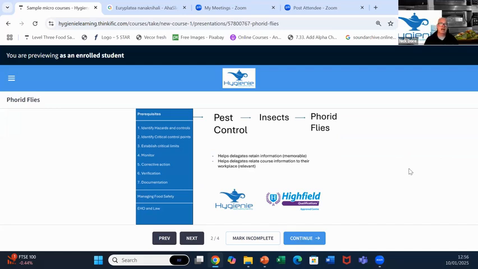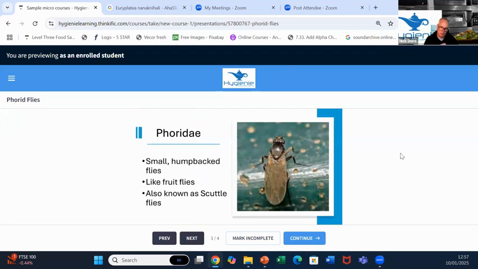So prerequisites are the standards that have to be in place before we implement HACCP. An example of a prerequisite is pest control. An example of a pest is insects. An example of an insect is phorid flies. I believe this way of structuring the courses helps delegates retain information and pass exams, and also helps them relate it to their own workplace to try and make it as relevant as possible.